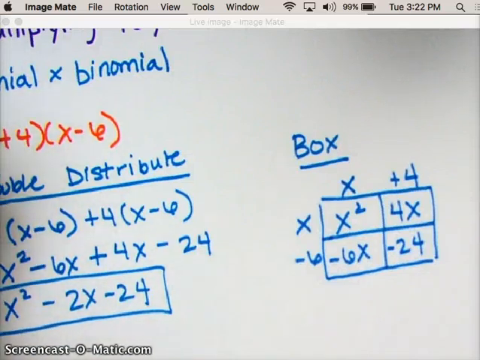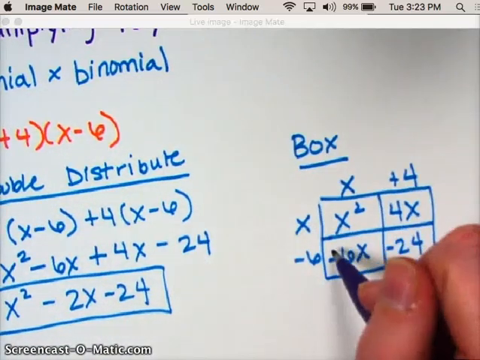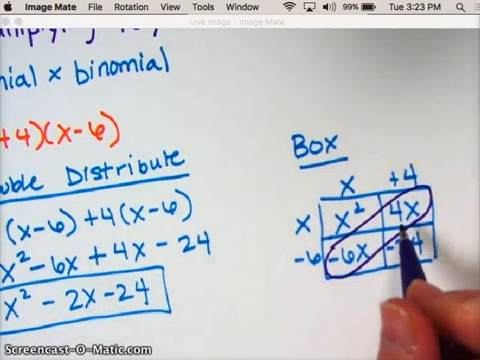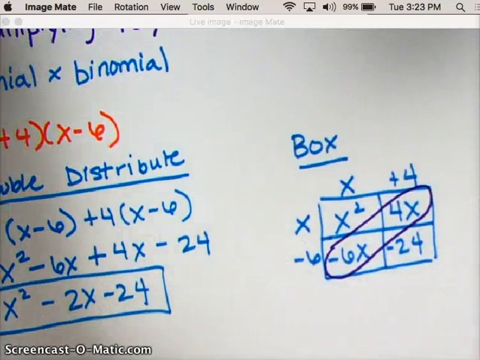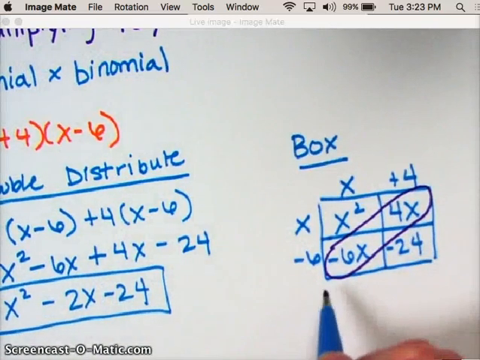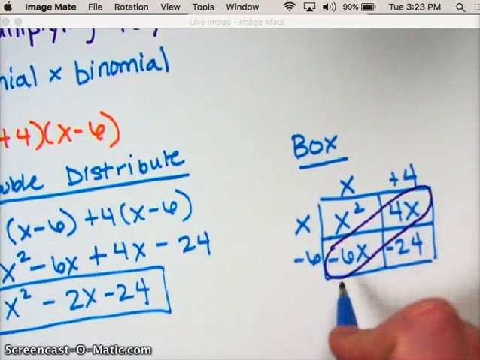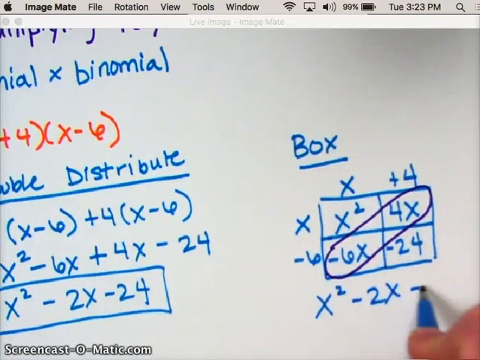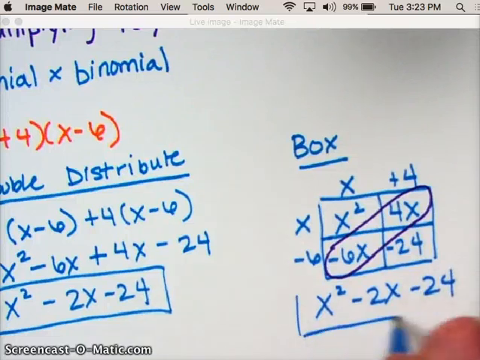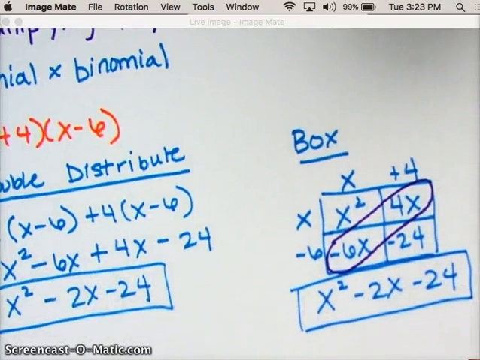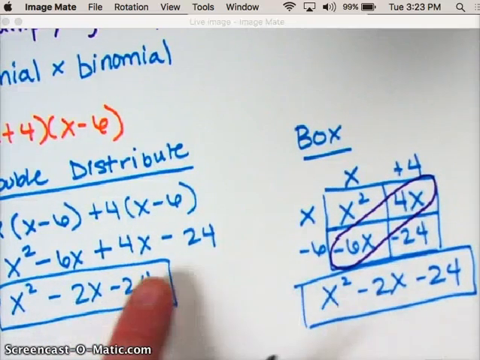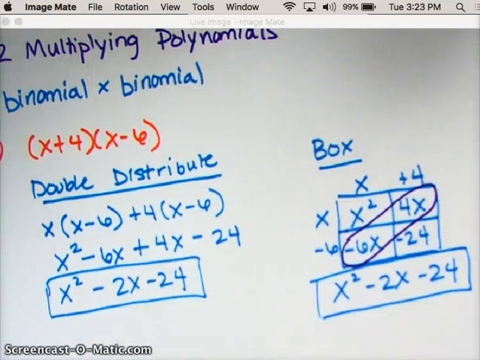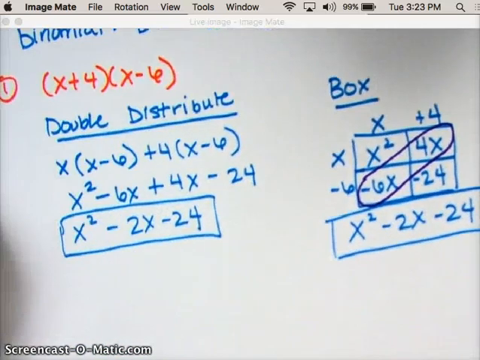We have some like terms. I'm going to circle them for us. Negative 6x and 4x are like terms. So when we write our final answer, we'll add those two terms together. x squared minus 2x minus 24. Okay. Regardless of which method you choose, you should get the same answer either way. Okay. Let's do one more example.